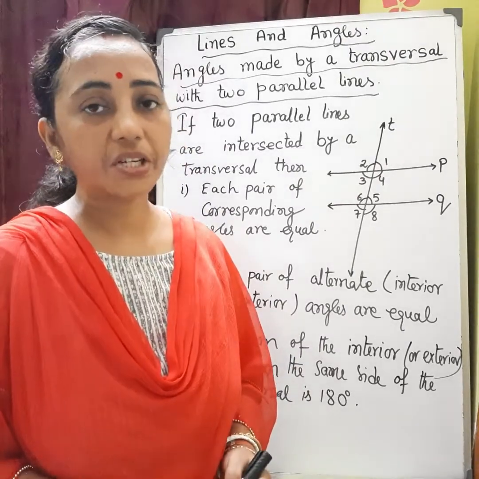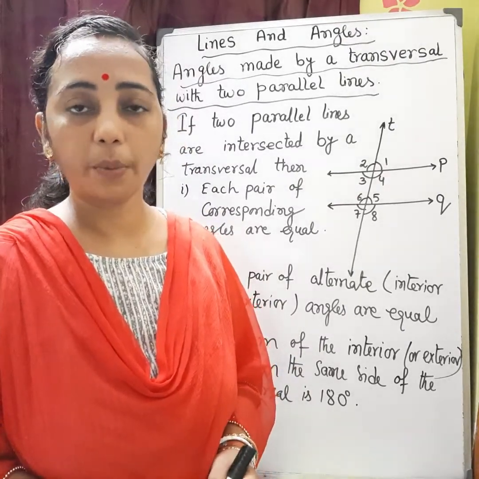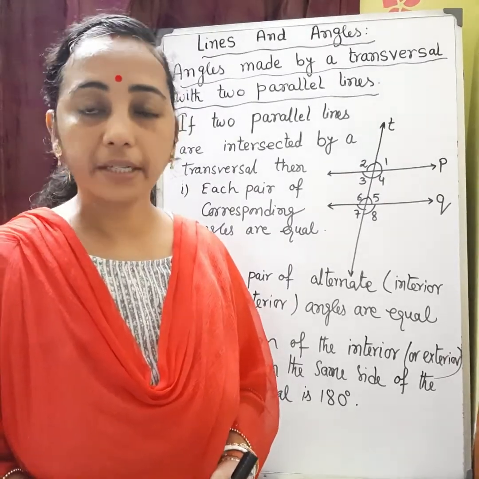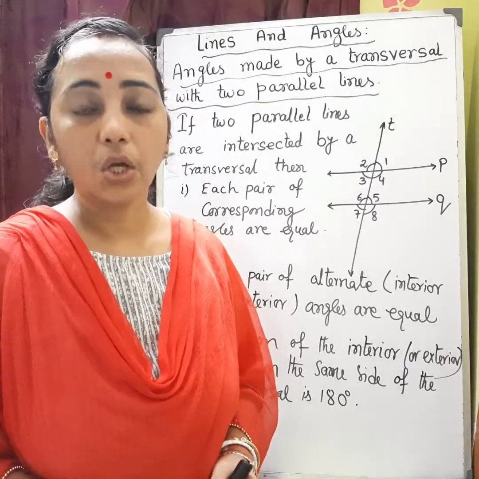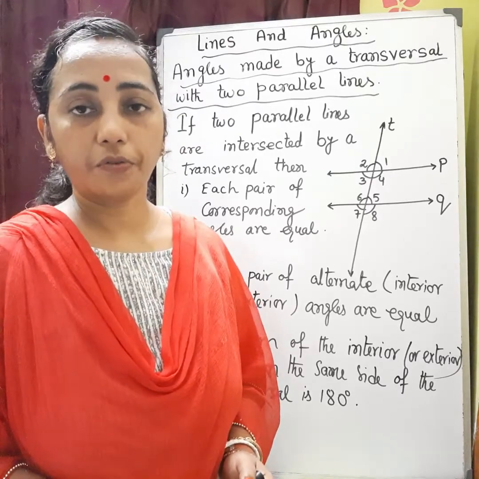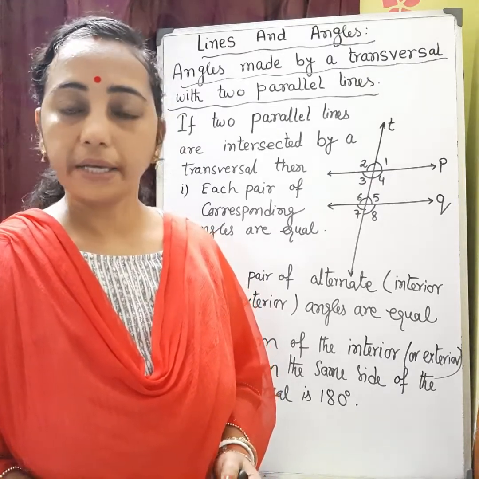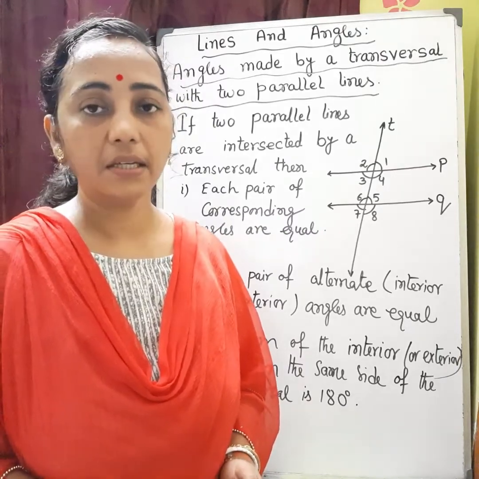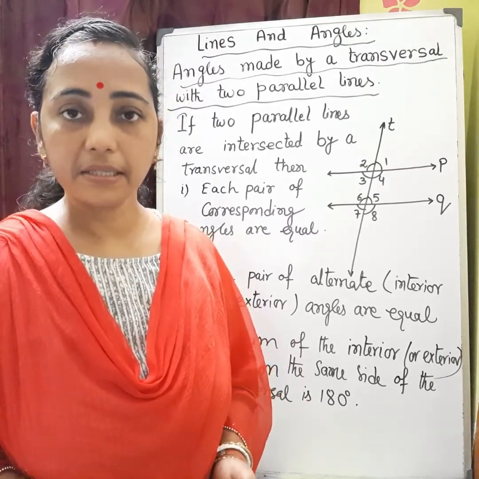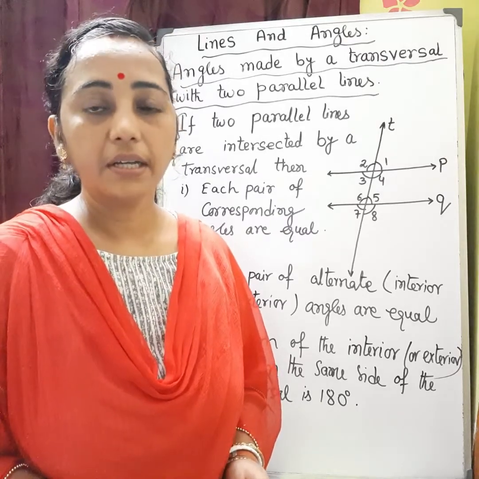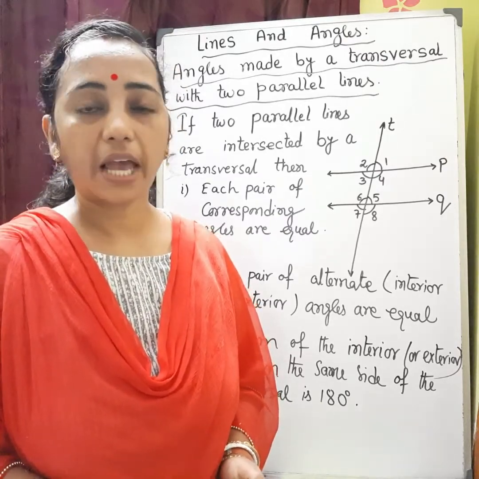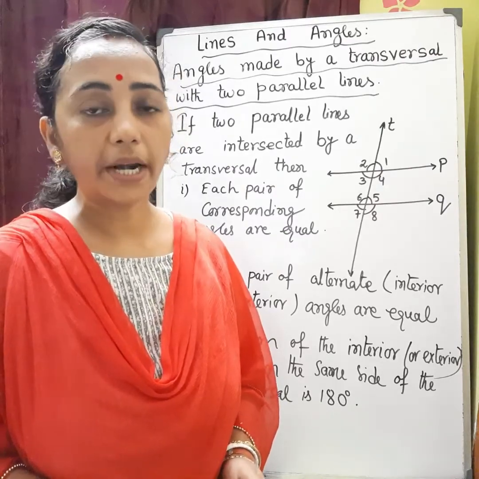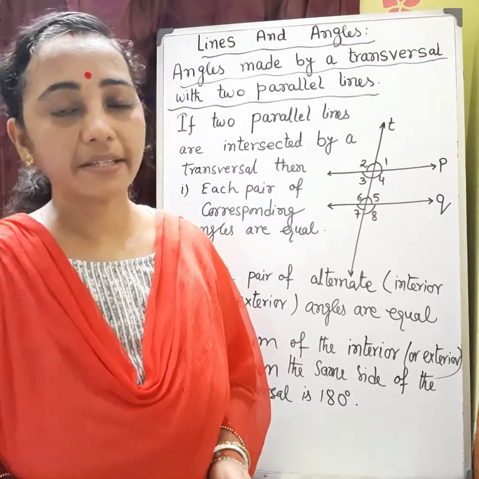Now if we measure these 8 angles so formed at their point of intersection with the help of a protractor, we will see that we get two groups of angles whose measures are equal. If the measure of each angle in one group of angles be x degree, then the measure of each angle in another group of angles will be 180 degree minus x degree.